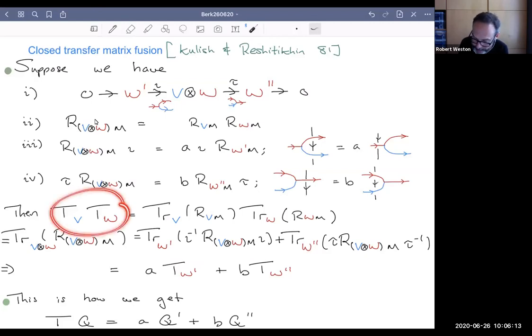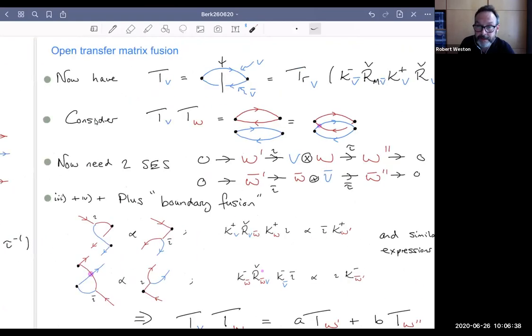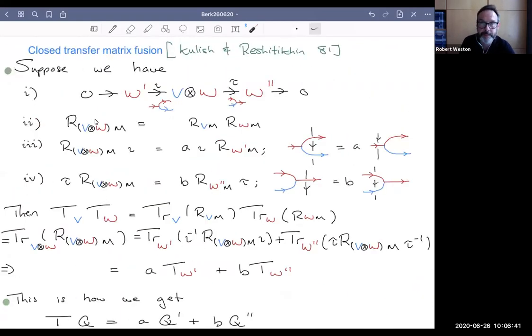So this is the general idea of fusion. Why is this fusion? It means we take a product of two T's and we get another T out. So we kind of fuse these two things and we get other objects out. And this is the process that's used eventually to get T_Q is A Q prime plus B Q double prime. We're just going to choose different auxiliary spaces, right? Okay, so that's the standard picture of fusion.